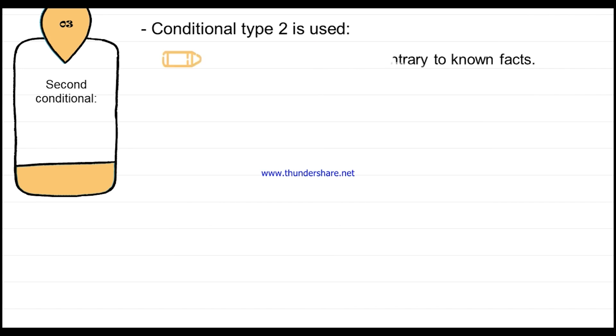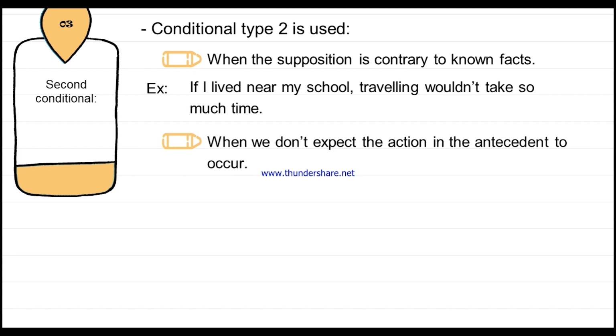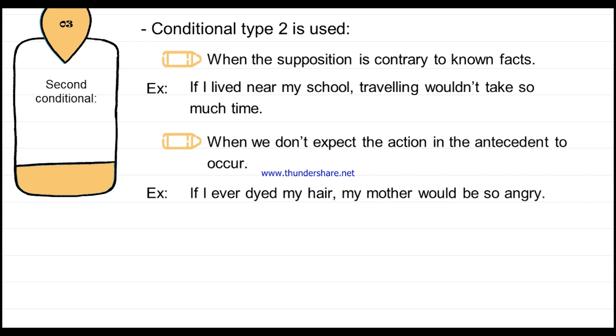The conditional type 2 is used firstly when the supposition is contrary to facts. For example, if I lived near my school, traveling wouldn't take so much time, so it is not true. Secondly, when we don't expect the action in the antecedent to occur. For example, if I ever dyed my hair, my mother would be so angry.